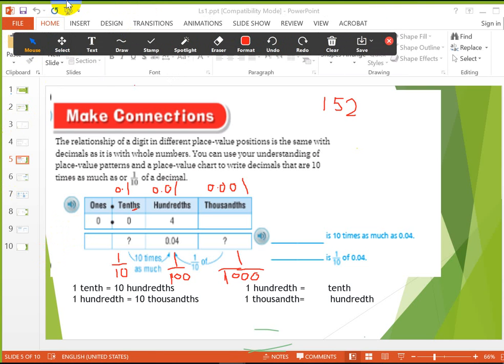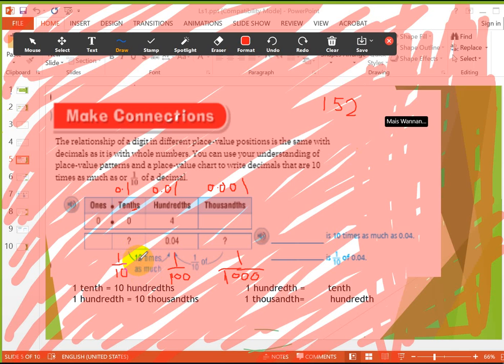Okay, now in decimals it will be the opposite way. What does that mean? Look, each 1/10 equals 10 hundredths. That means the tenths are 10 times as much as the hundredths.